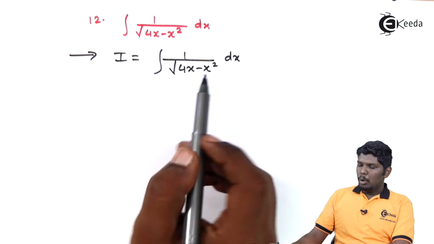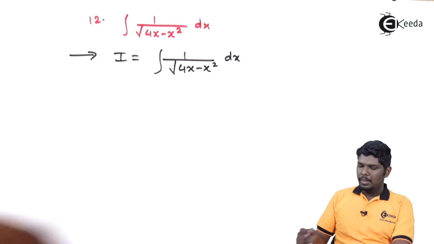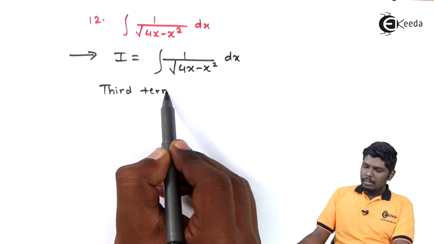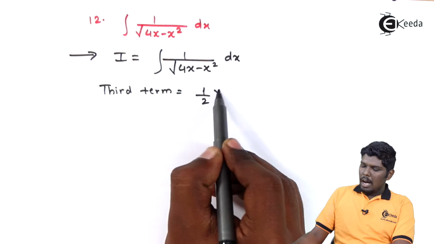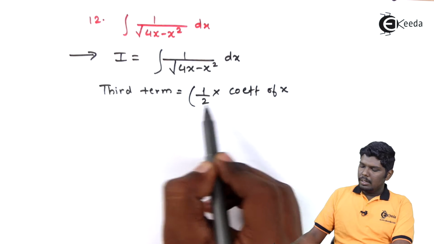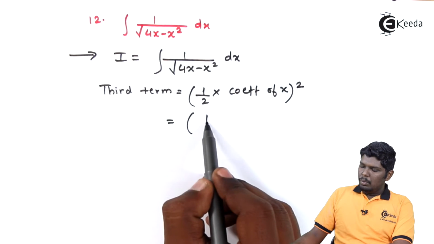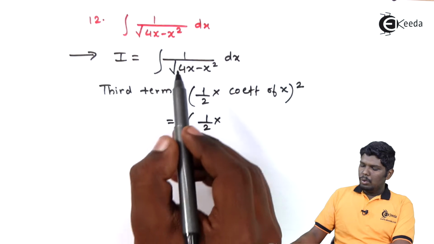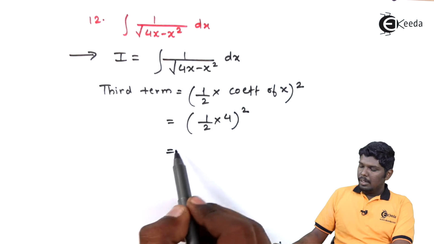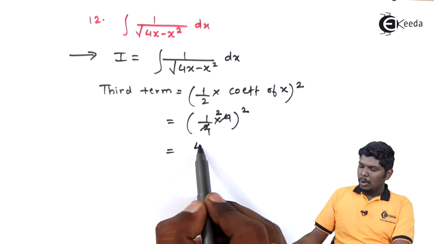As you can see, both x square and x terms are present, therefore we can find the third term. And the third term is given by half into coefficient of x, the whole square. This will give you half into coefficient of x, which is 4, the whole square. Here half of 4 is 2, and 2 square will be equal to 4.